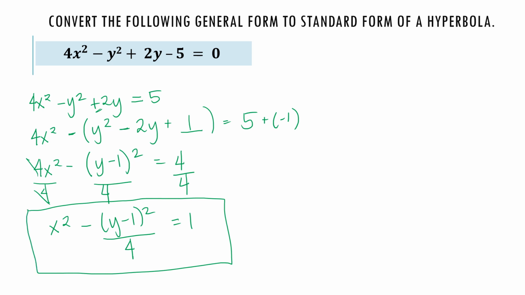Sige nga, tingnan nga natin. Ano ang center niya? HK. Okay, (0, 1). Ano ang A? Yes, 1. Ito yan, over 1. Ang ating B is 2. This is opening left and right.